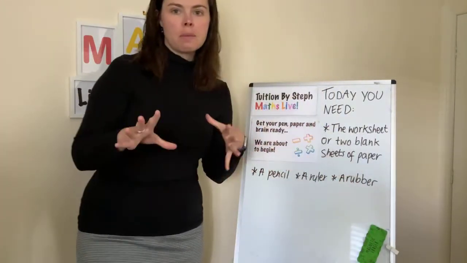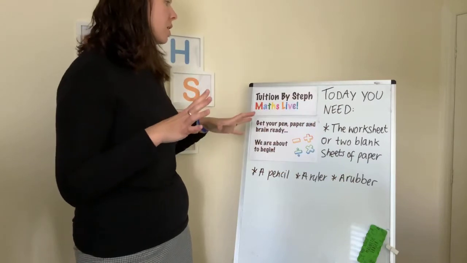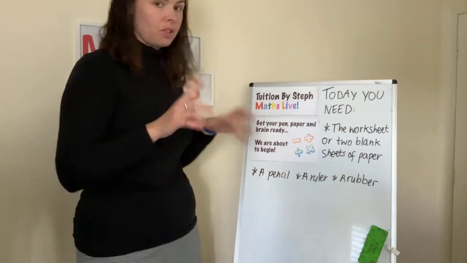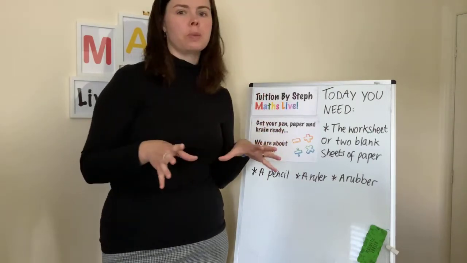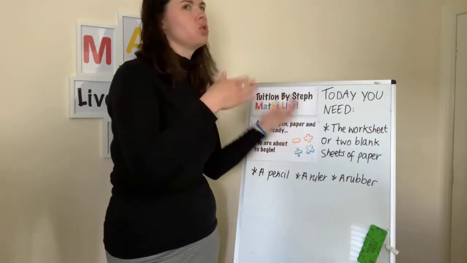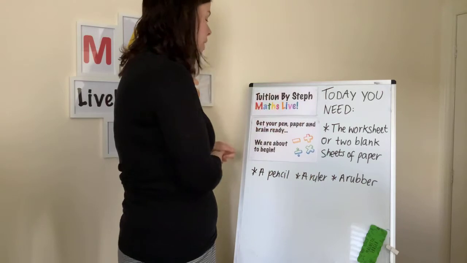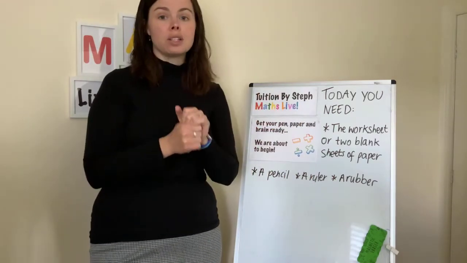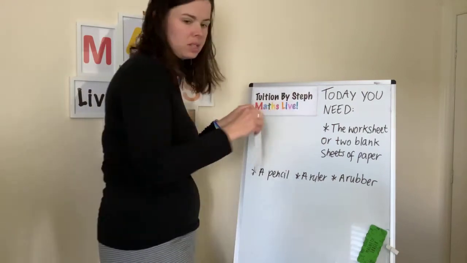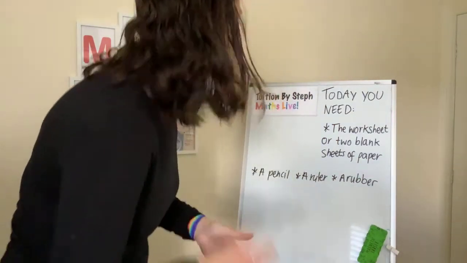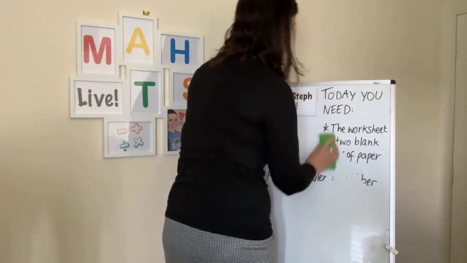So, before the lesson starts, you need the worksheet for today's lesson, or if you haven't got the worksheet, don't worry, we've got one or two blank sheets of paper. I suppose you could write on the back. Pencil, a ruler and a rubber. You definitely need all of those. So if you want to frantically grab everything you haven't got, go for it.